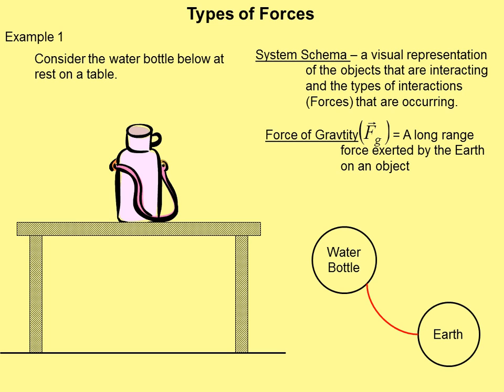So in our system schema, we're going to write the F of G. So there's the relationship. Now, is the water bottle interacting with anything else? I mean, think about it this way. If the water bottle wasn't interacting with something, gravity would make it fall. Right? Like, if I picked it up and held it in the air and let it go, it would fall because of gravity. So something has to be holding up the water bottle. If you look at the diagram, that something is the table.